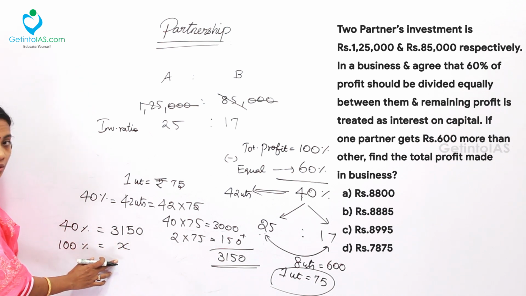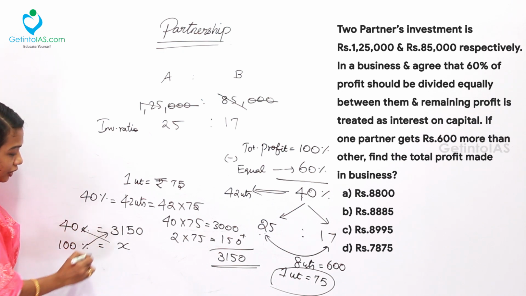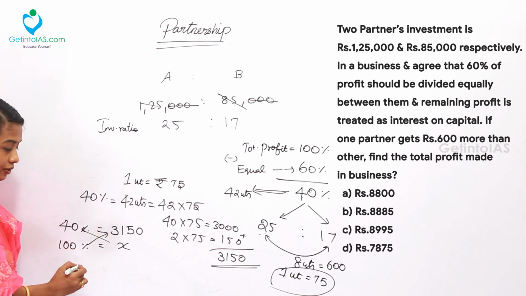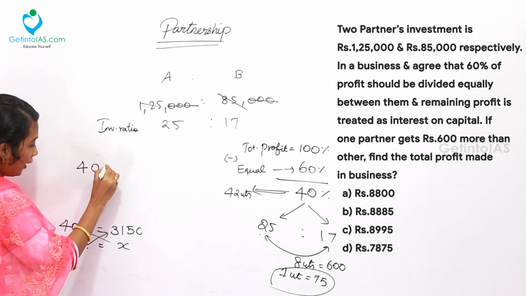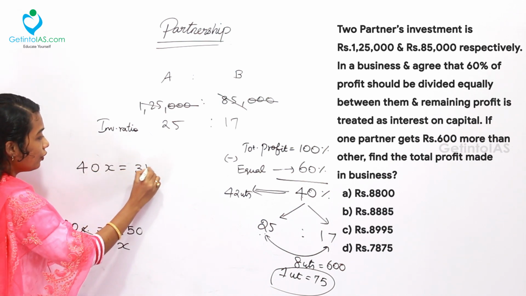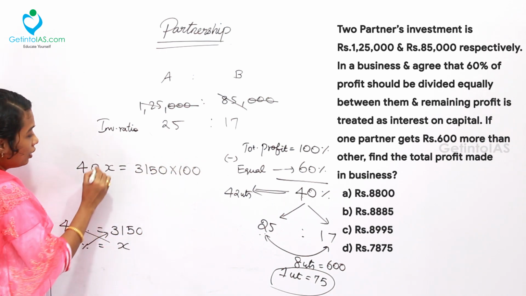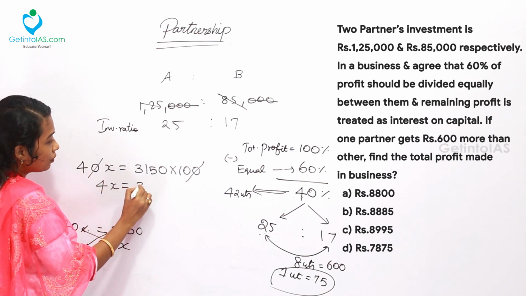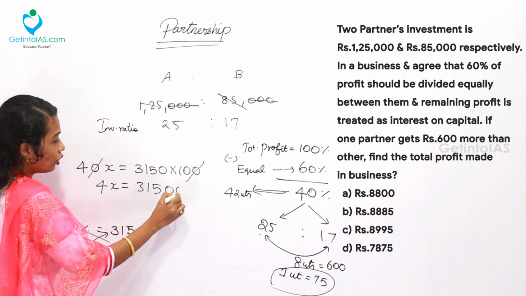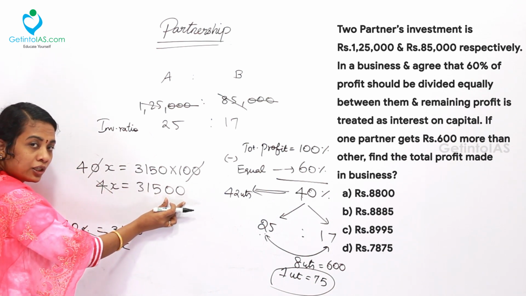Which is said to be X. We require this X value. You can simply cross multiply these values to get the answer. So simply, 40x will be equal to 3150 into 100. So simply 0, 0 got cancelled. 4x is equal to 31500. So first of all, 4 can be cancelled because it is ending with 2 zeros.